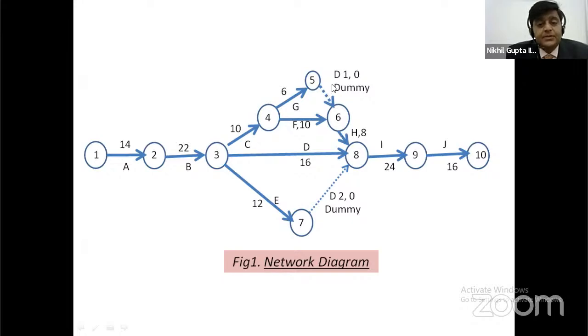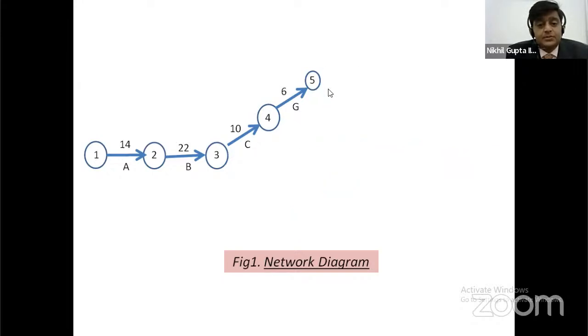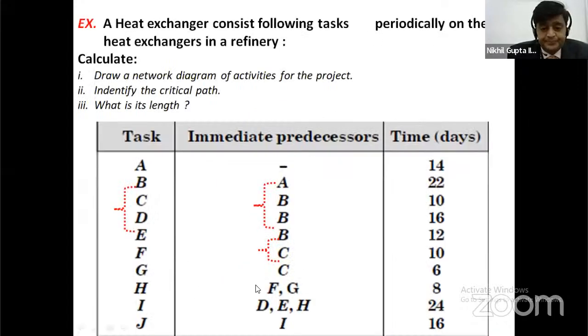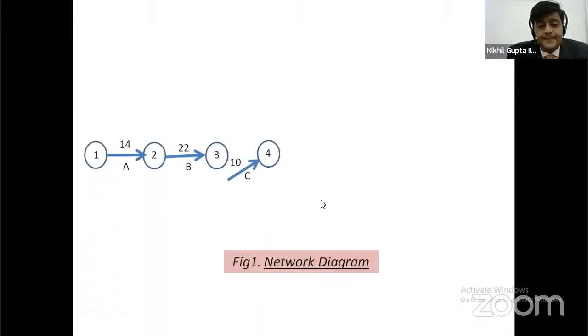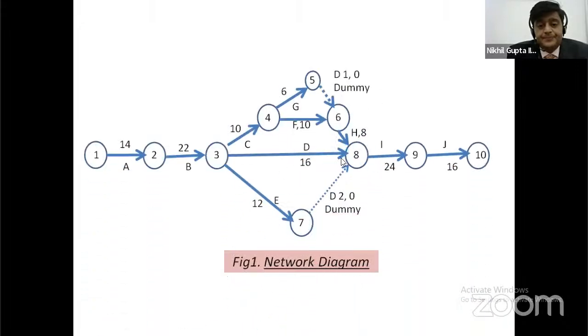D1 is the dummy activity, because in this example, H is the successor, and F and G are the predecessors, but F takes 8 days while G has 0 time. So it is the dummy activity. Similarly, here G is the dummy activity.